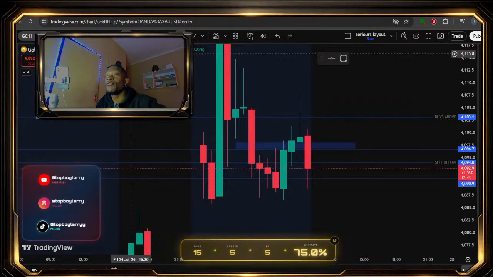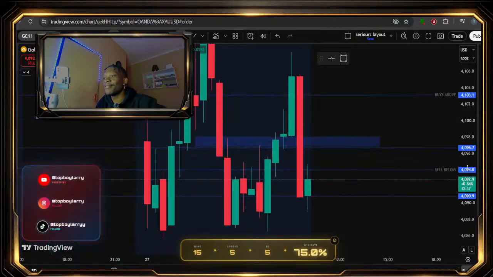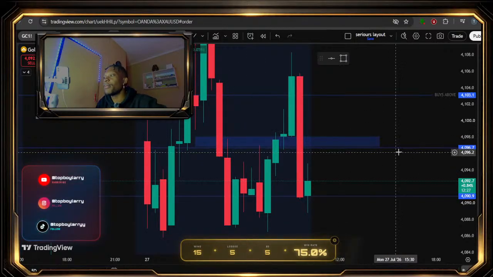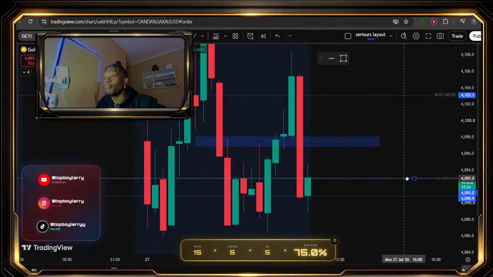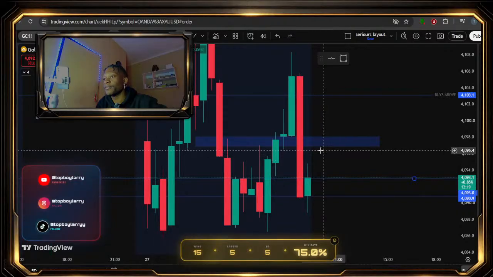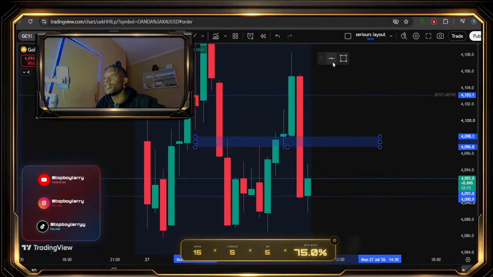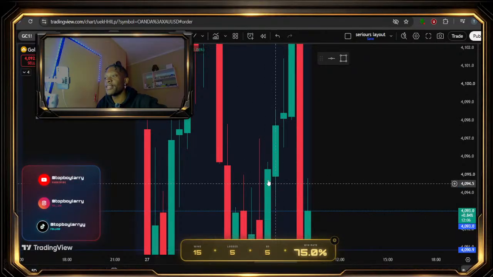Wild move here, wild move on gold. But potential buys, guys, are still valid for me here. If we close above this area here, then I might be interested in taking these buys. We'll see. Let's see the type of closures we get. We do have a small range where price is basically trading right now.